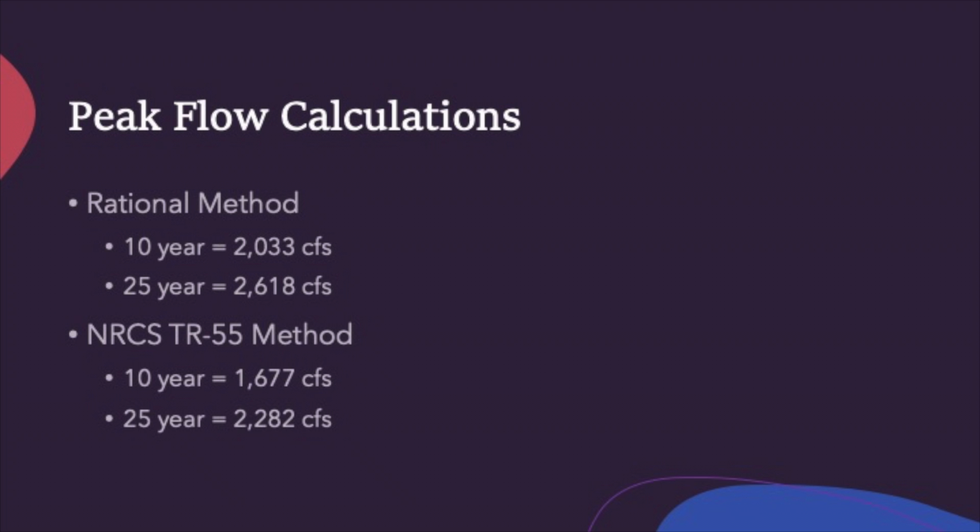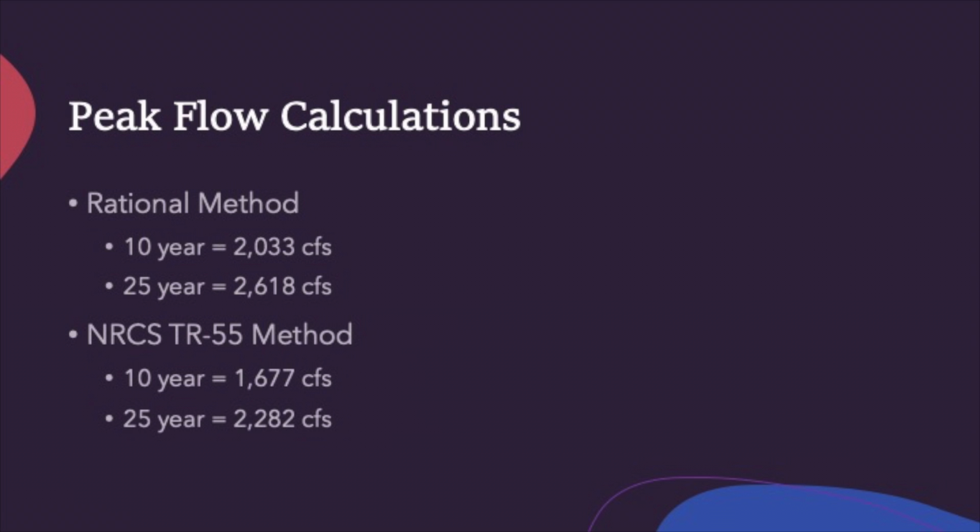Those numbers vary because for North Carolina, the rational method is supposed to only be used for 10 acres, and my watershed comes out to be 300 and something times larger than 10 acres. The NRCS TR-55 method allows for medium to large sized watersheds to be analyzed for peak flow, so I would say that the TR-55 method is more accurate and a little more precise.